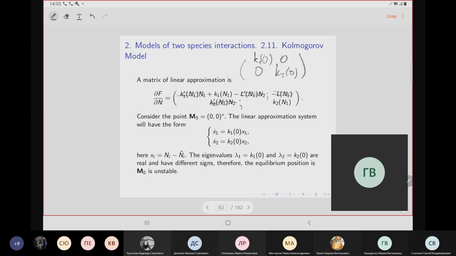So the eigenvalues are K1 of 0 and K2 of 0. Both of them are real and have opposite signs. The first one is positive and the second one is negative. So we conclude that our equilibrium point M0 is unstable.